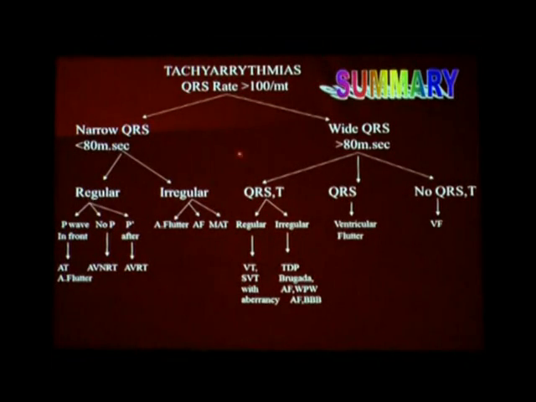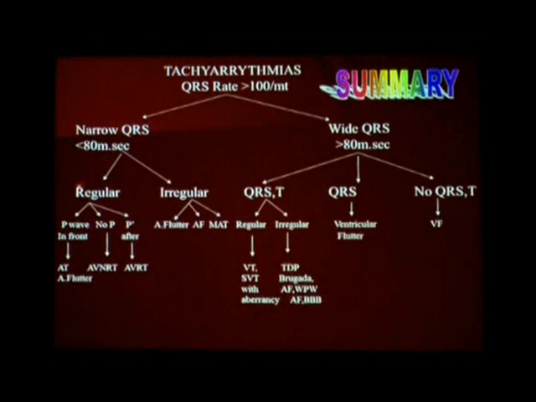The heart rate is more than 100 per minute. Once you decide it is a tachycardia, the heart rate is more than 100, then you have to decide whether it is a narrow QRS complex tachycardia or a wide QRS complex tachycardia, depending upon the QRS duration. If the QRS duration is less than 0.08 second, it is a narrow QRS complex tachycardia.